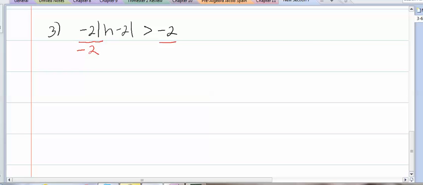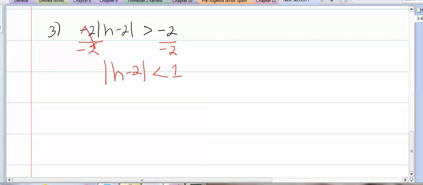What we do to one side, we have to do to the other. This is a large and in charge 1. What I have left here is the absolute value of h minus 2. I'm going to change the sign because I divided by a negative, and it becomes a +1.